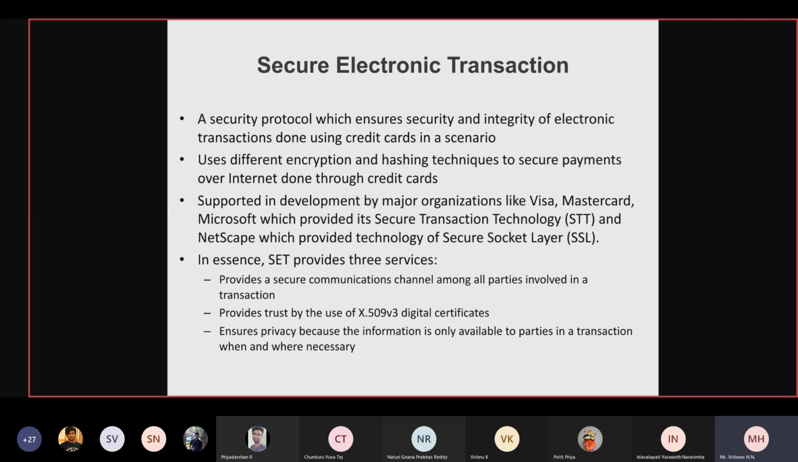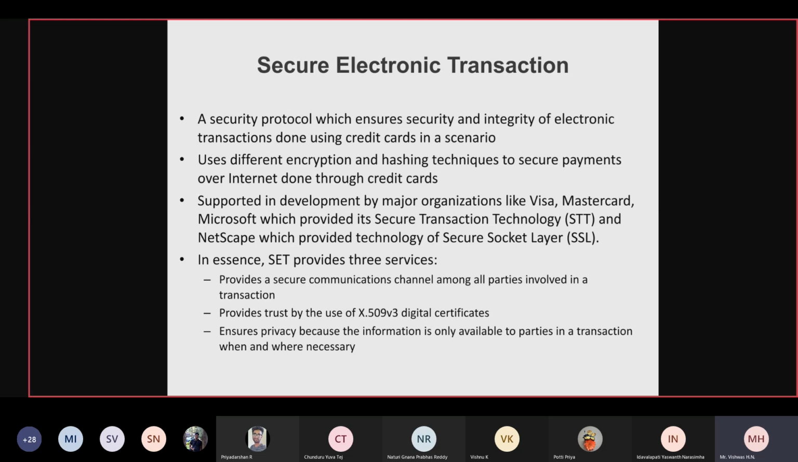Can you repeat the question? I didn't get it properly. Who are all the parties who are involved in an online transaction? Did you get my question?